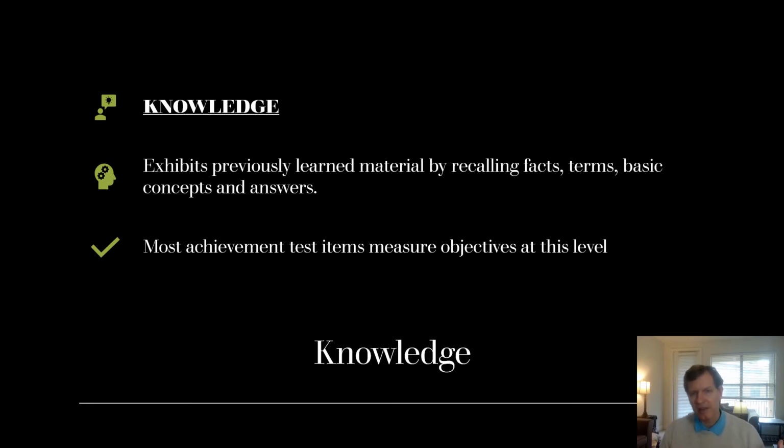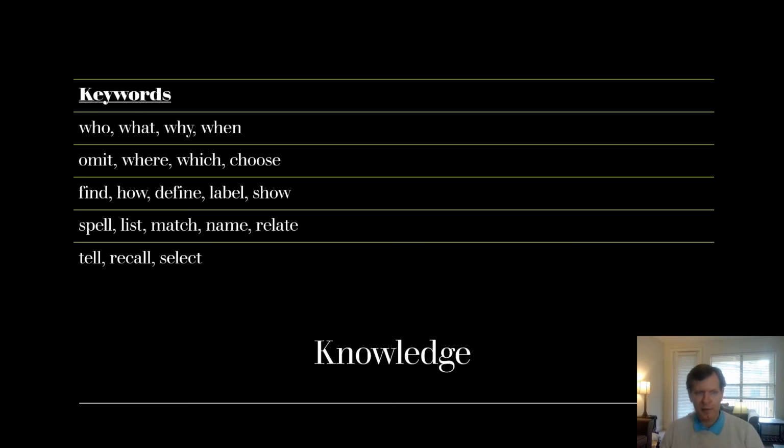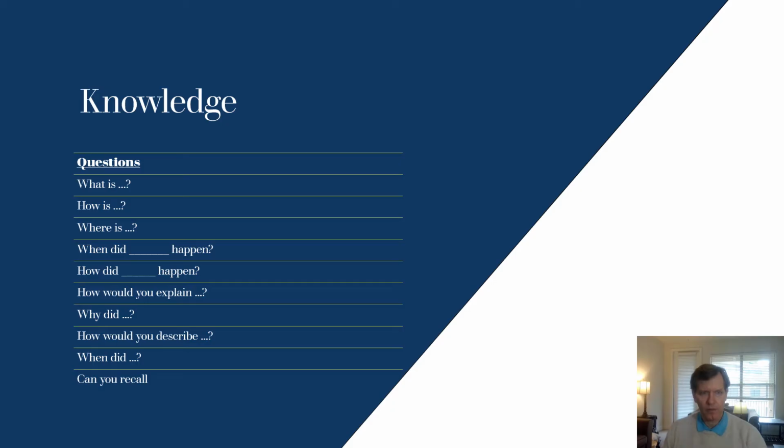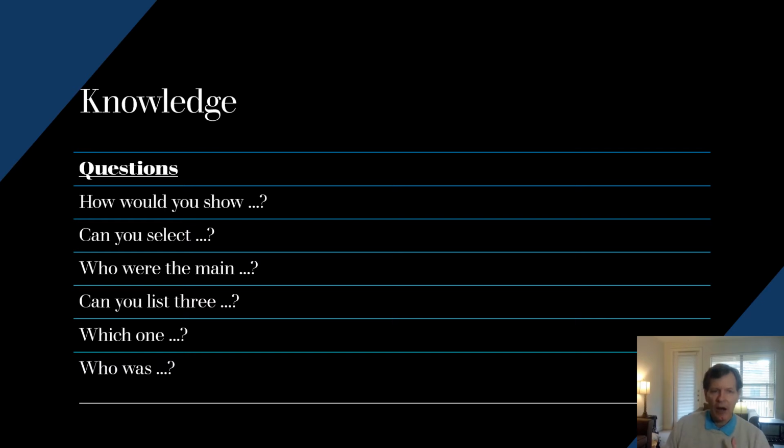A lot of achievement tests deal specifically with objectives at the knowledge level of Bloom's taxonomy. Some key words you can use in writing objectives: who, what, when, where, why. Find, students will define, students will label, that sort of thing. Some questions you can focus on within Bloom's taxonomy: what is, or how is, or when did something happen, and so on and so forth. That's basic knowledge domain. Again, how would you show? Can you select? Who are the main characters, and so on and so forth.